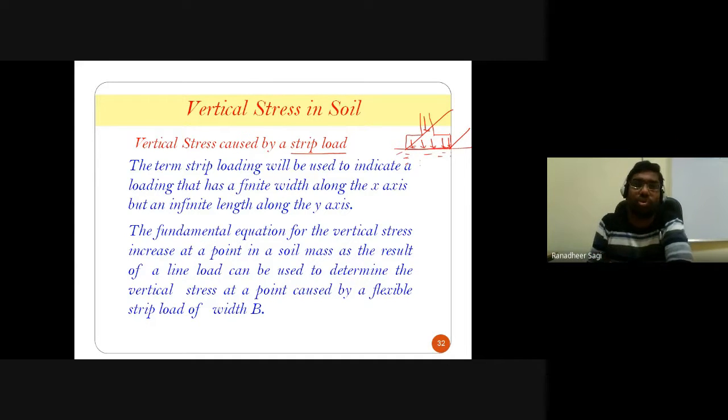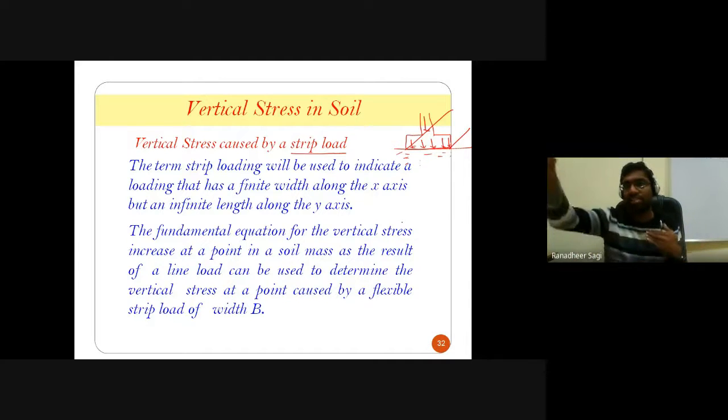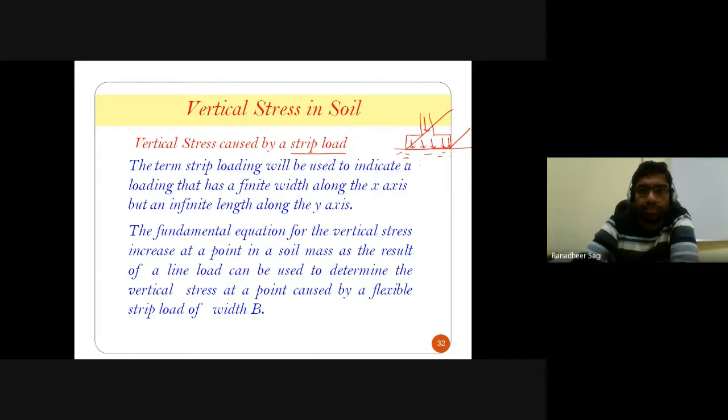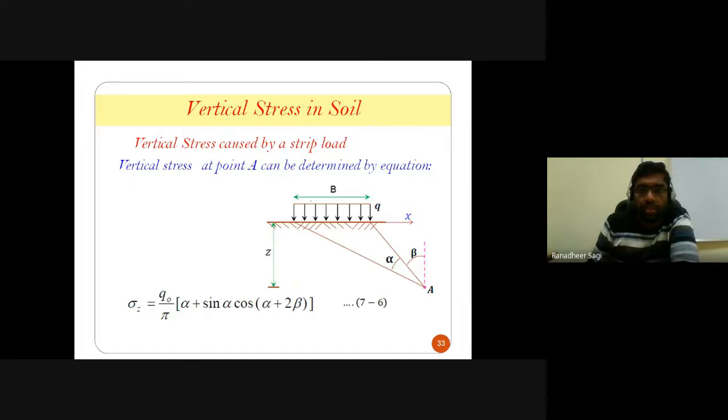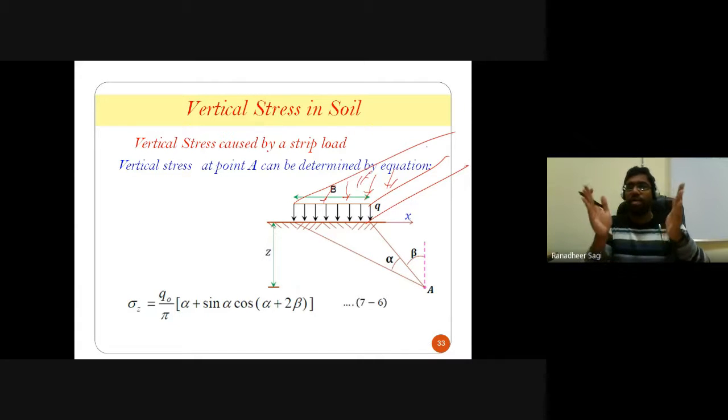Such kind of loading is what is called your strip load, and that particular footing from which this load is coming is what is called your strip footing. Strip footing is one where the width is limited and the length is relatively very large. So this is the typical strip loading we are trying to talk about. Okay. Loading in this direction is continuous, but the load is acting over a limited width.